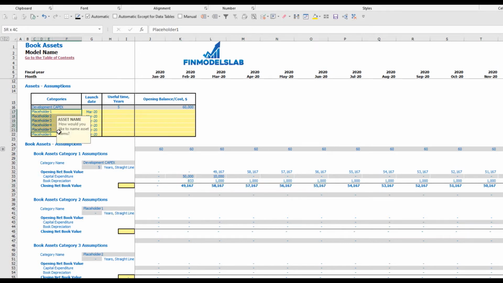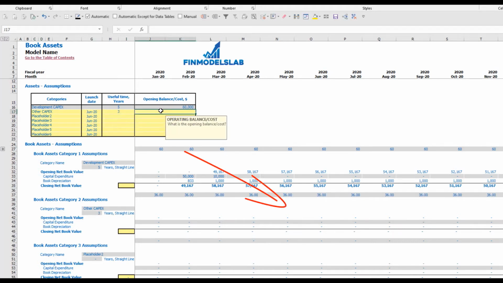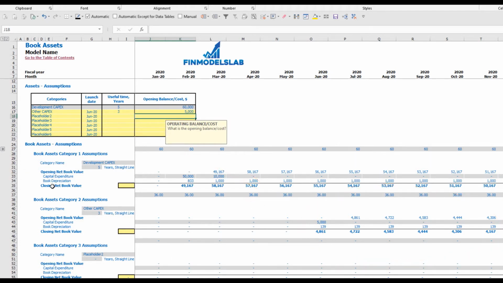You are also able to input up to 6 other assets, for example other Capex with launch date, for example June, with 3 years of useful time, with $5,000 cost. You may see the calculation here. So in this tab you have calculation of capital expenditure, book depreciation, and closing net book value.